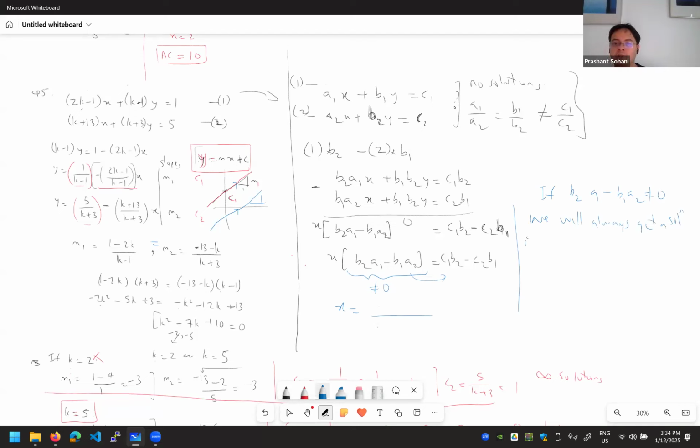So therefore, if we want to find a case where there is no solution, the only possibility is that bracket is zero. b2 a1 minus b1 a2 has to be zero, because if this is zero, then I cannot divide by zero, right? Everybody knows that something divided by zero is not a valid formula. You cannot divide by zero. So therefore, this bracket has to be zero.